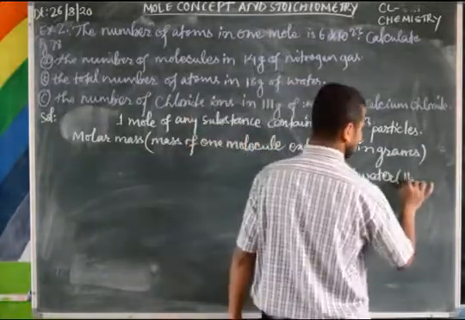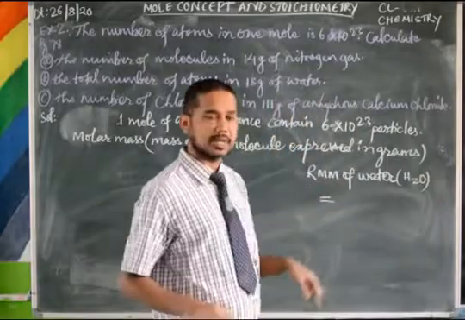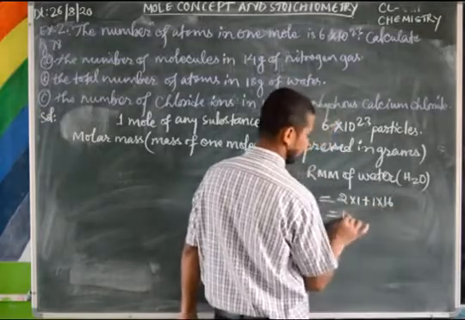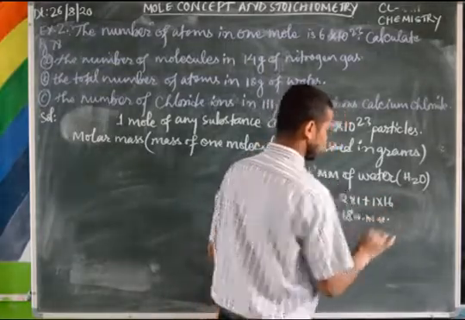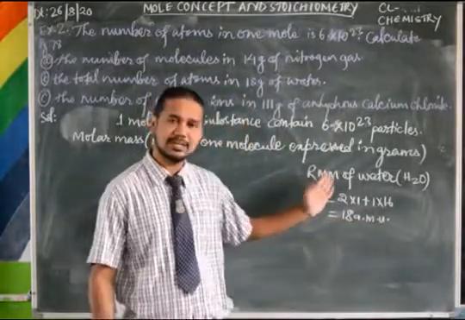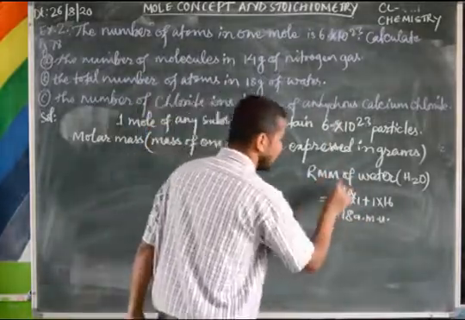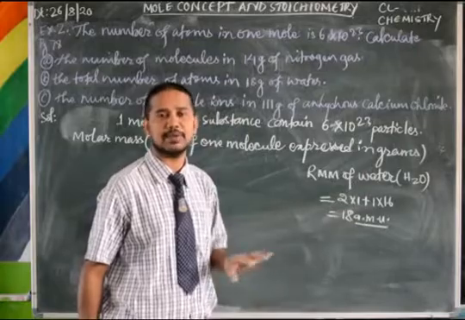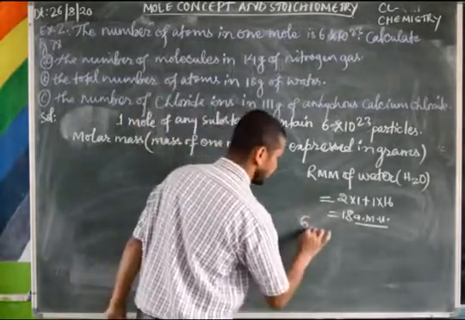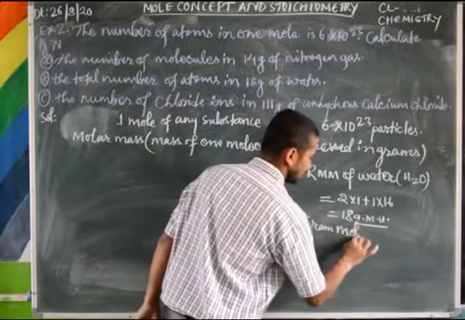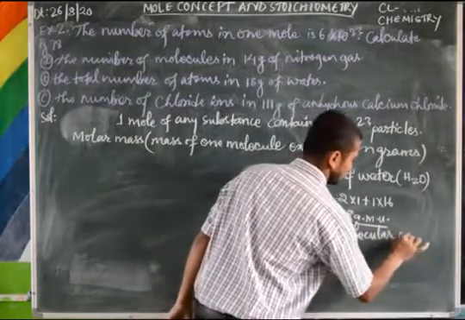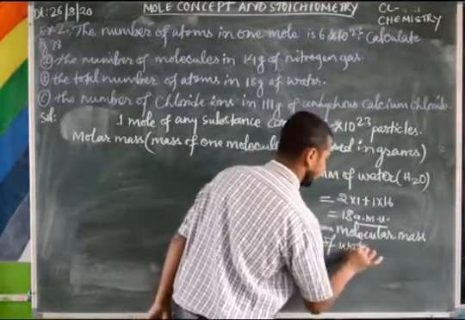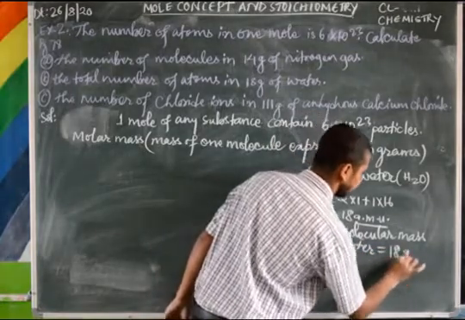What is the formula for water? H2O. Relative molecular mass of water is 2 into 1 plus 1 into 16, that is 18 AMU. This is relative molecular mass. So when you express this mass in gram, then that becomes gram molecular mass. Gram molecular mass of water is equal to 18 gram.